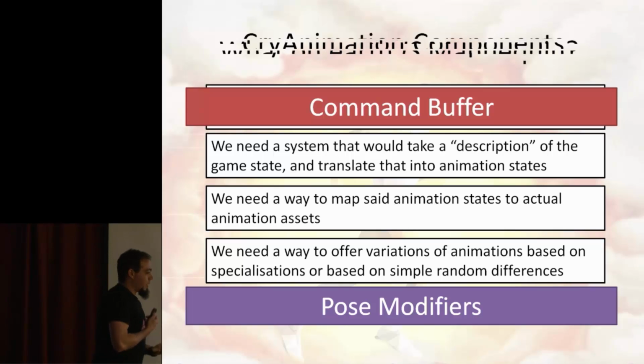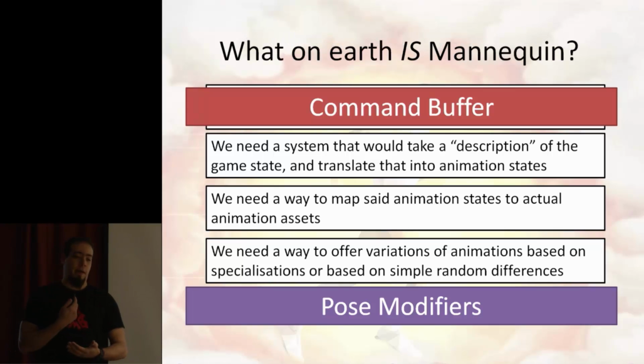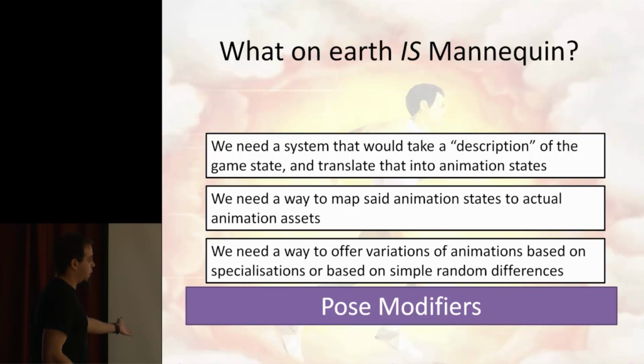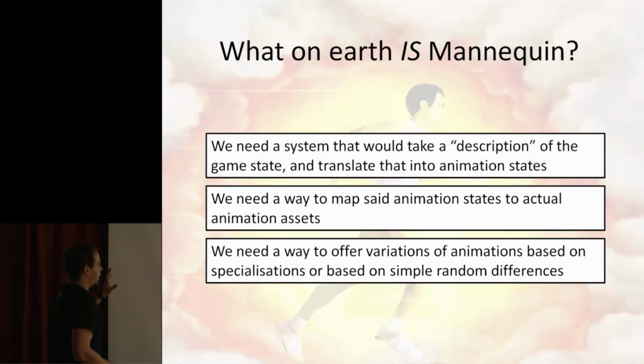Okay, so let's go back to the original question of the presentation. What on earth is Mannequin? So we can do that the other way around. Let's eliminate what we know for a fact it's not. So it's not the command buffer, it's not the procedural stuff, and we are left with these three systems.